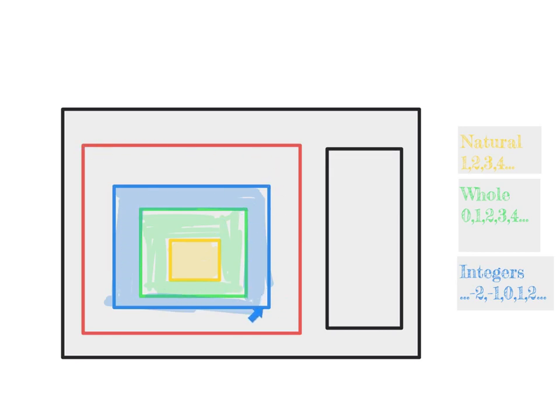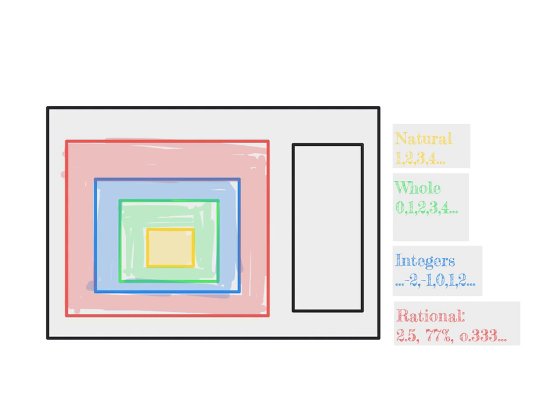Our next set is our rational numbers. These are representative of fractions, decimals, and percents. It includes the natural set, the whole set, and also integers. I've included here some examples of rational numbers: 2 and 5/10, 77%, and 0.333 repeating. All of these can be represented as a fraction in fraction format. Even this repeating decimal can be represented as the fraction 1/3. So that represents our rational set.